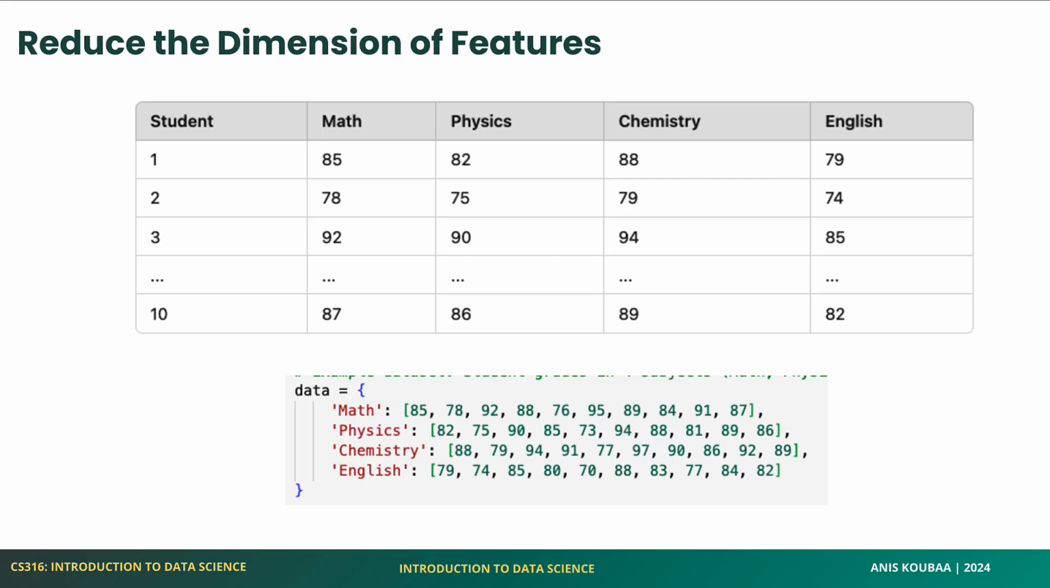We start with the same data, and now you already have some knowledge about what we need to do. We have this data, which represents grades of 10 students in math, physics, chemistry, and English. So what is the next step? We want to select the most representative features. What do we need to do? What is the definition of the most representative features?